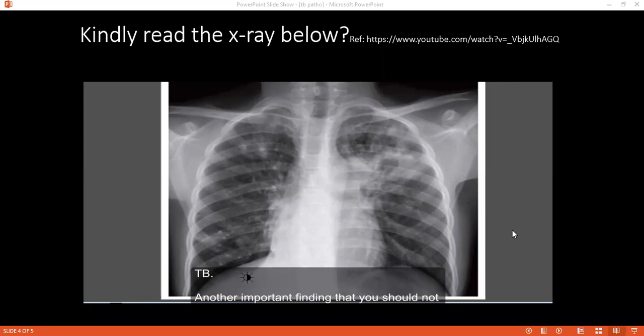What are these on the ribs? I think they're on the ribs. All right, Dr. Abdulaziz will tell us.